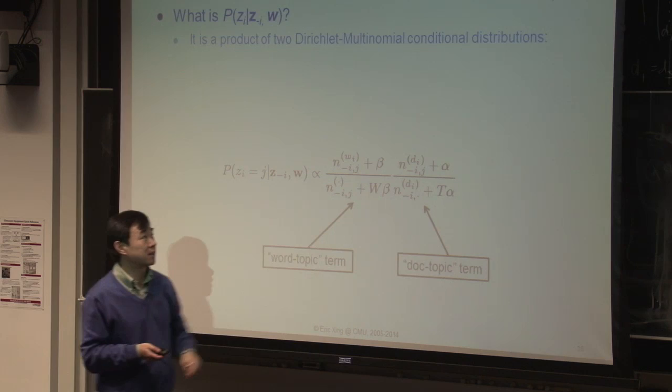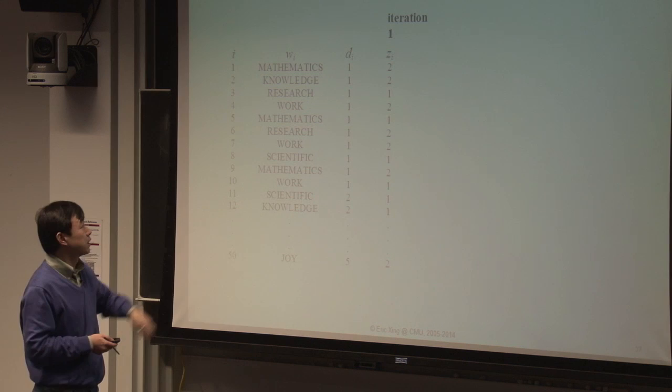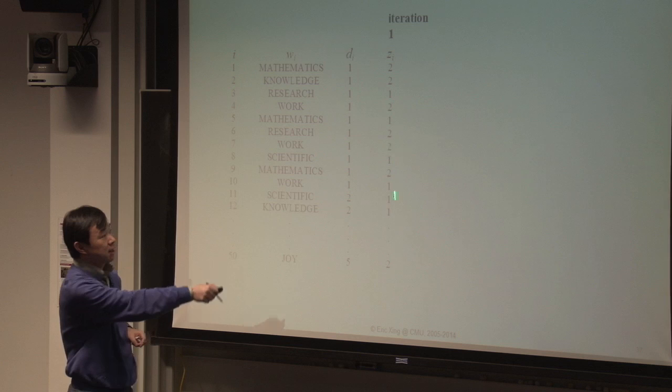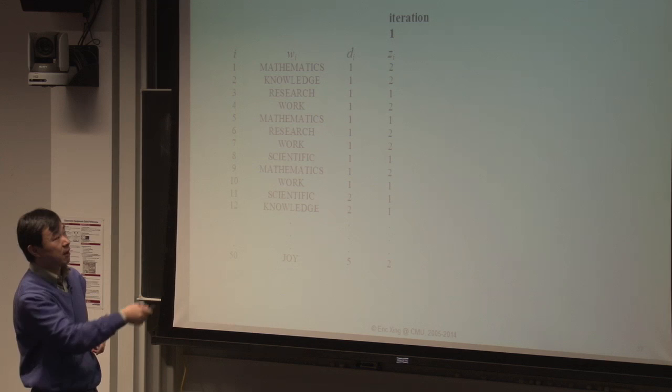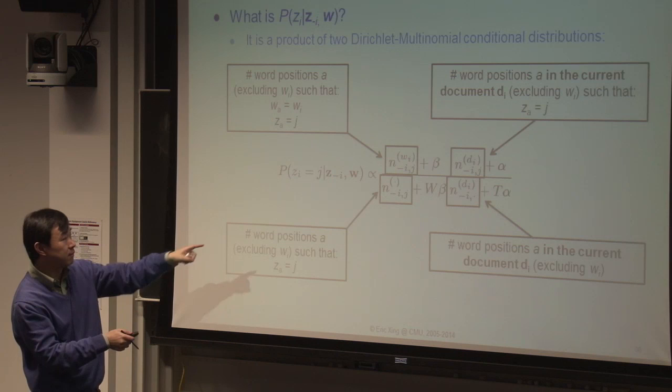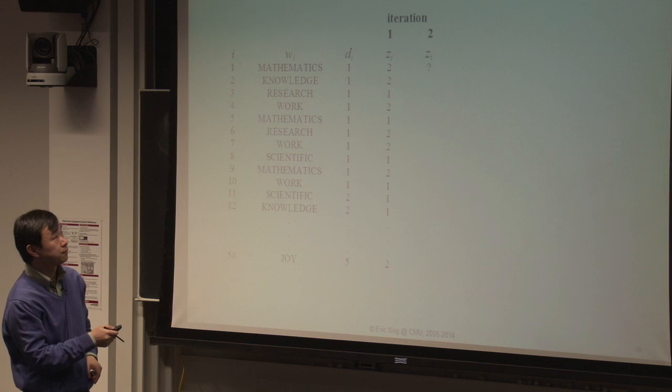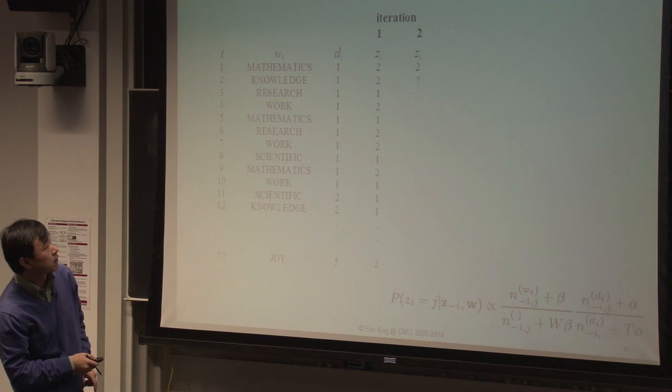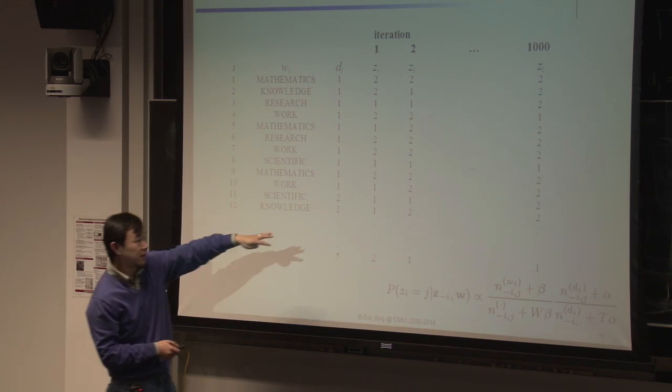But once you have that, what you need to do is very simple. You are going to just run this procedure. You have all these word lists. In iteration one, you start from a random guess of all the other topic assignments of the Z. Then you sample from the first one, and your equation is here. Plug in the n's. The n's are computed from looking at all these numbers. Then you keep sampling using this equation, just keep moving forward.